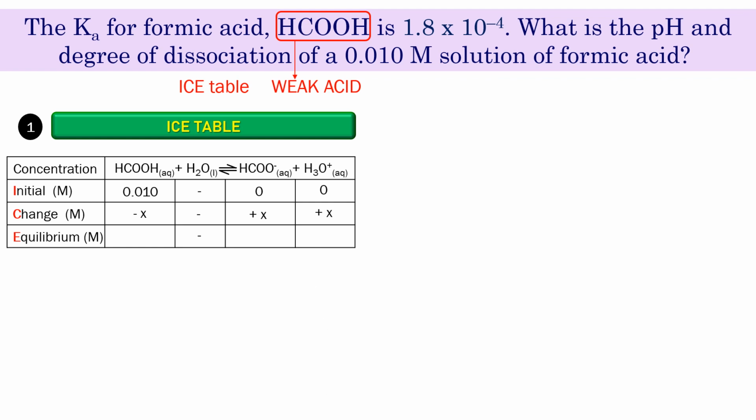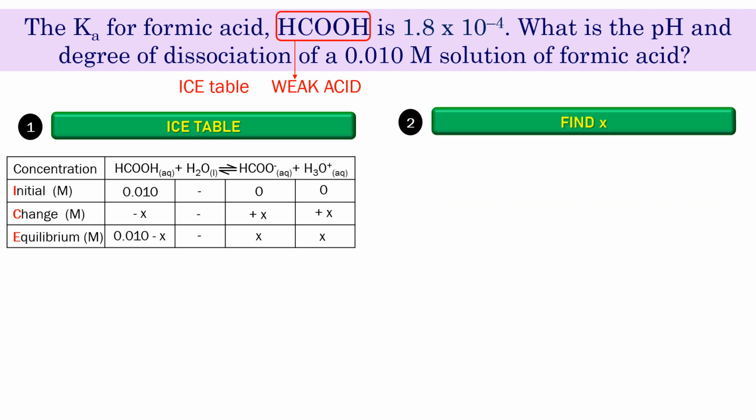We will total up initial and change for equilibrium. So equilibrium for HCOOH is 0.010 minus X. For HCOO minus, the equilibrium is X. For H3O plus, the equilibrium is also X. So X ni lah concentration of HCOO minus dan H3O plus selepas proses dissociation berlaku. Step 2. Find the value of X.